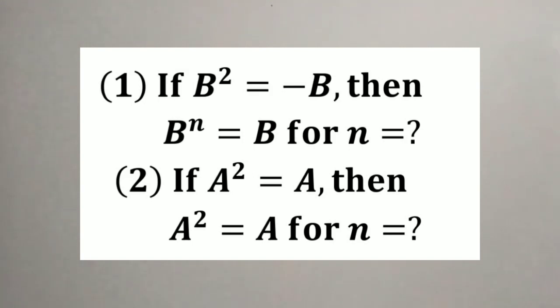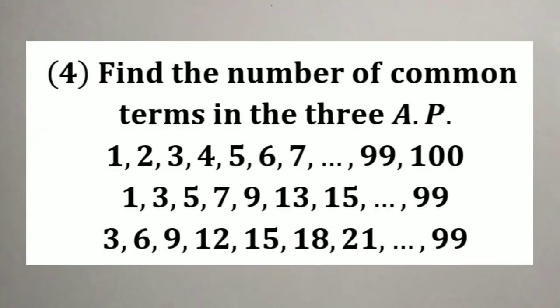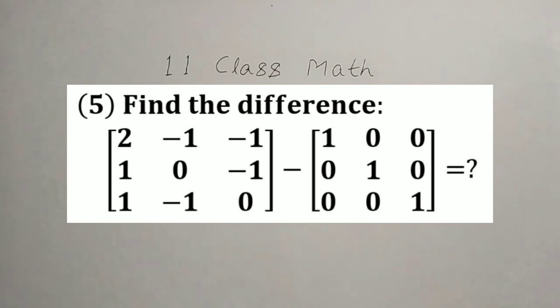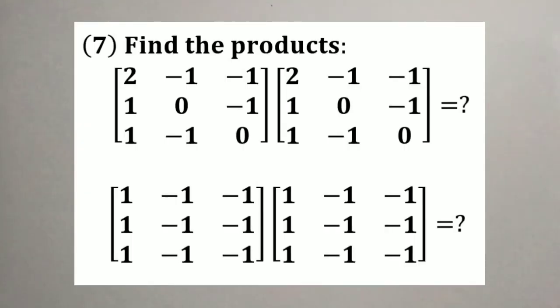First question and second question are from the matrix chapter. Third question is from the complex number chapter. Fourth question is from the arithmetic progression chapter. Then you will learn to find the difference of two matrices. Then you will learn to multiply a matrix by a number. Then you will learn to find the product of two matrices. Let us start now.